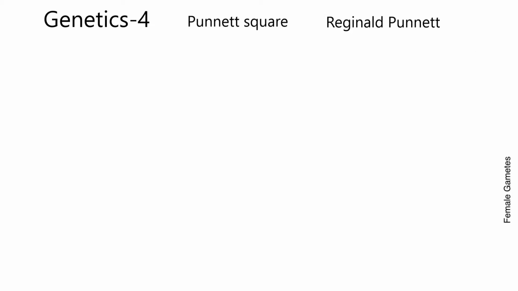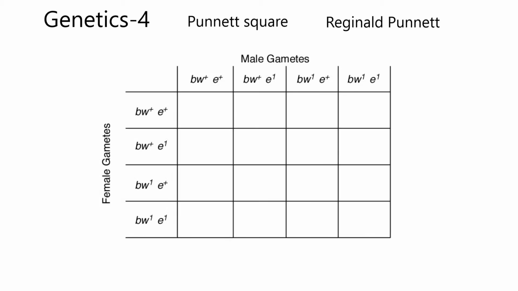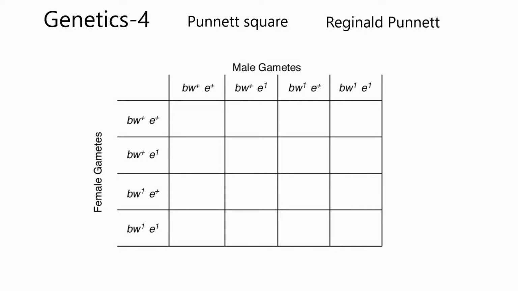Welcome to Genetics 4, subtitled the Punnett Square. Reginald Punnett is the person credited with making these squares, and I'm just going to bring one out and enlarge it. I'm not going to tell you what the letters are, but basically just give you a little introduction.